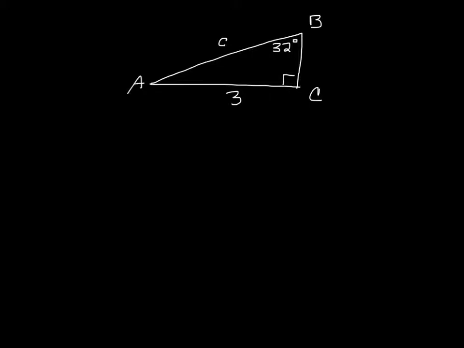How do you know we're not going to use an inverse trig function? Looking for a side length. So we're looking from this angle, 32 degrees. We know the opposite length. We're looking for the length of the hypotenuse. Opposite, hypotenuse, that means sine of 32 is opposite over hypotenuse.